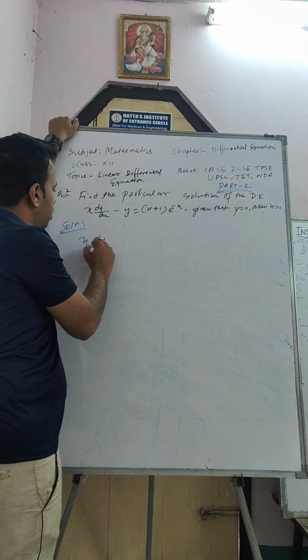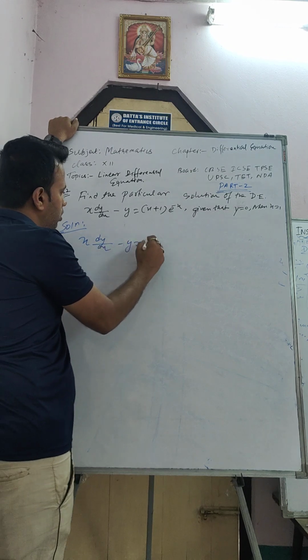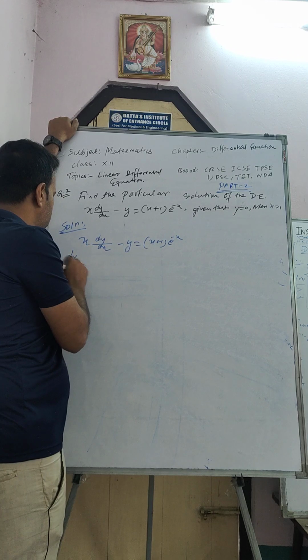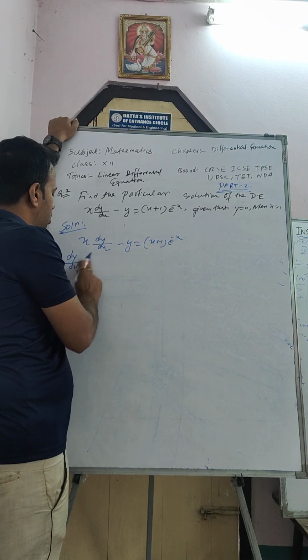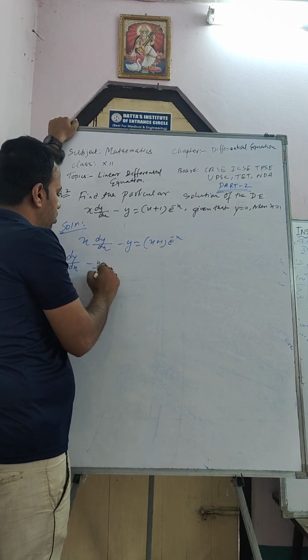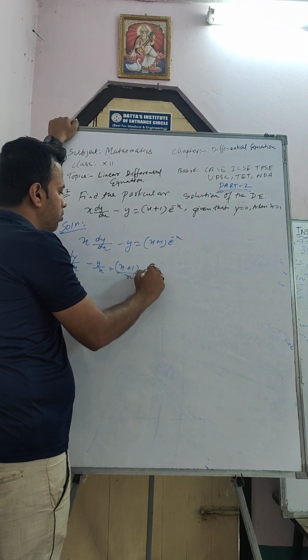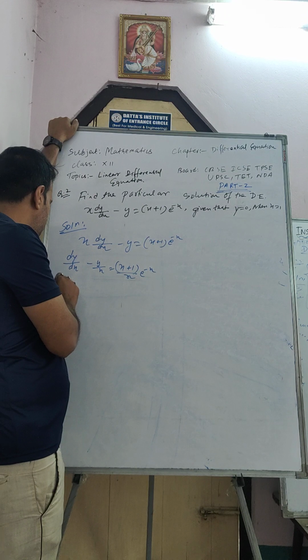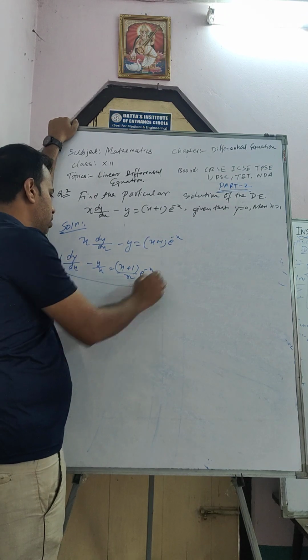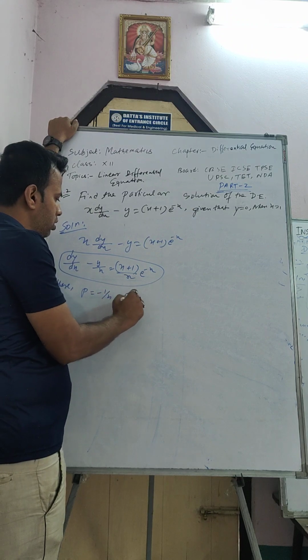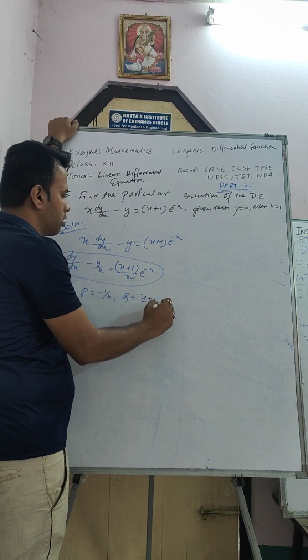The given equation is like that: x dy/dx minus y equals (x plus 1) e to the power minus x. Now dy/dx minus y by x equals (x plus 1) by x times e to the power minus x. Okay, so here this is the differential equation. Here P is minus 1 by x, Q is (x plus 1) by x times e to the power minus x.